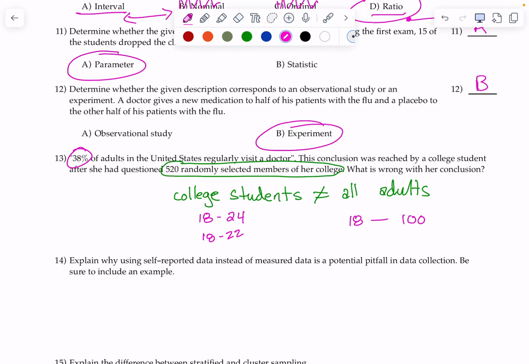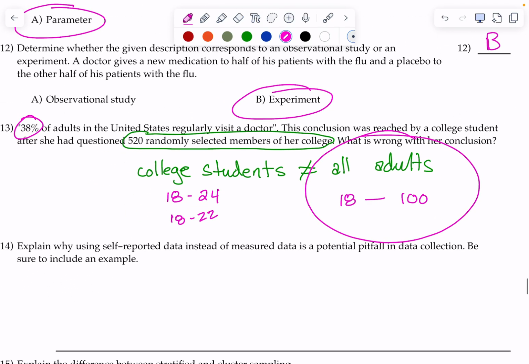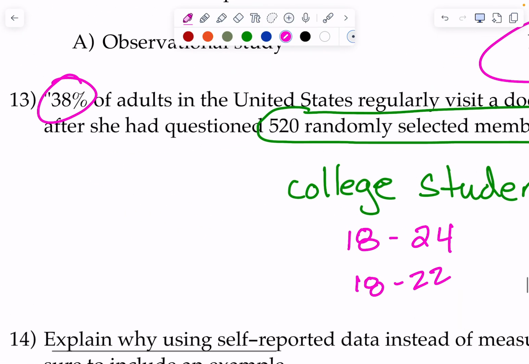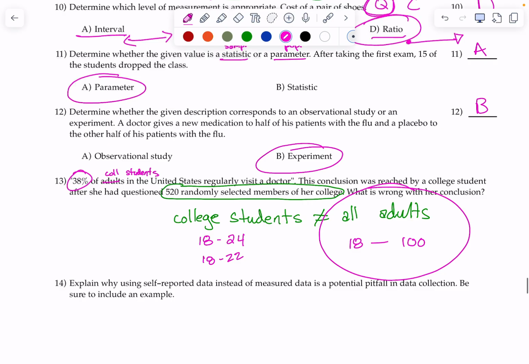So I would guess that this 38% would be a little bit higher if we do this group and not this group. College students do not give a good indication of everybody in the entire population of all adults, right? Okay, this study is not bad, but don't say of adults, say of college students, right? Let's switch that, and then this would be correct, right? Okay, if we change the wording on it. But college students are not a good indicator of all adults.